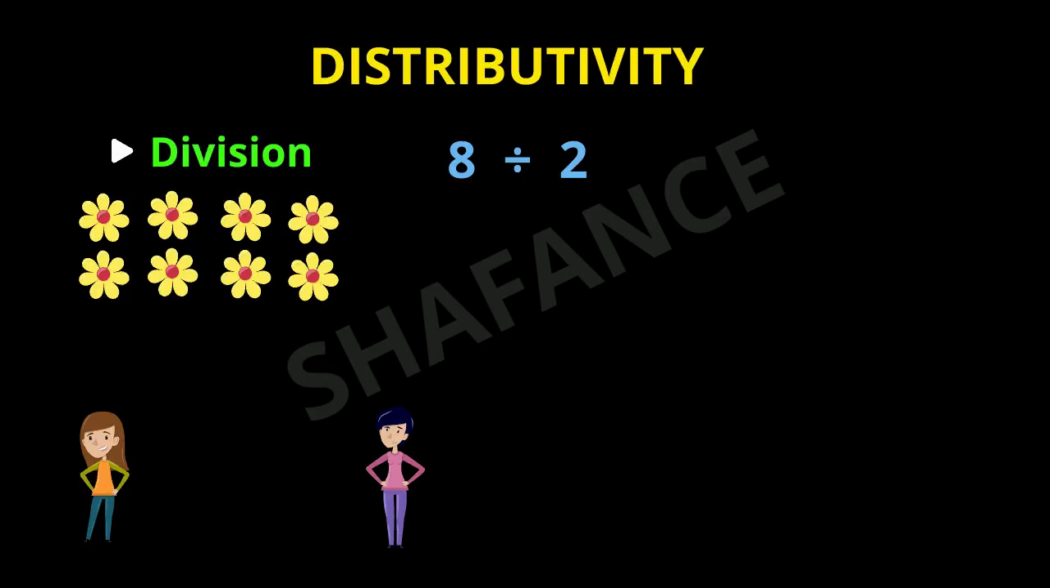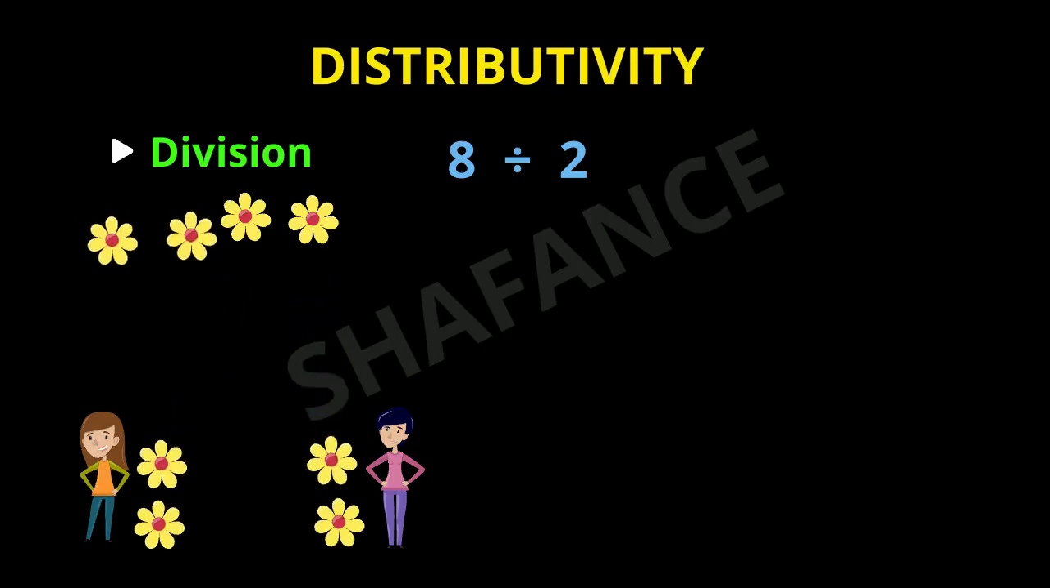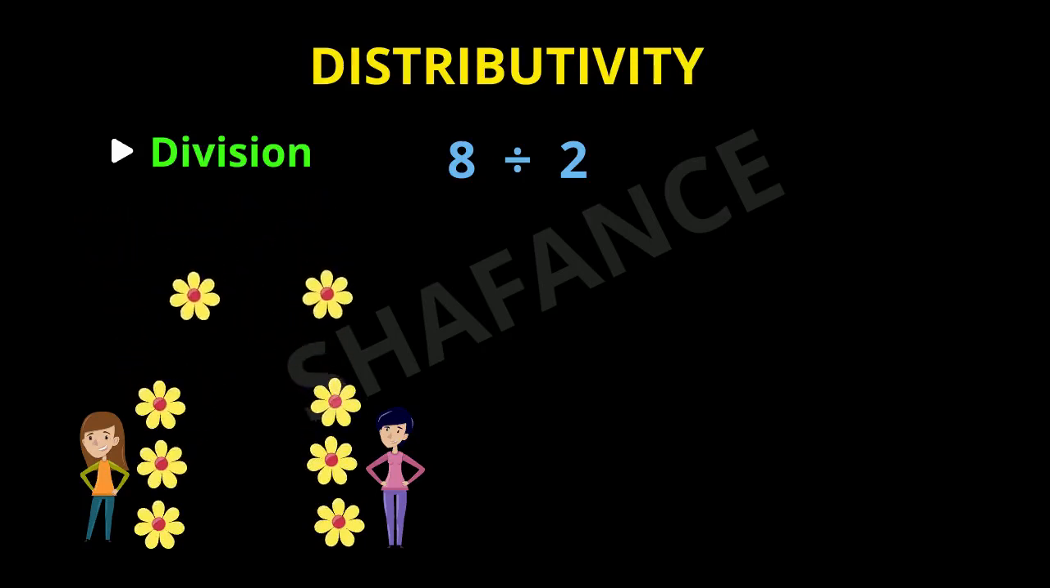So now we'll give 1 flower to each girl one by one. And at the end, each of the girls has 4 flowers. So our answer would be 4 because each of the girls has 4. So when we divide 8 items into 2 parts, each part has 4. So initially we had 8 flowers, and when we divided those 8 flowers among the 2 girls, each girl got 4 flowers. So our answer was 4.